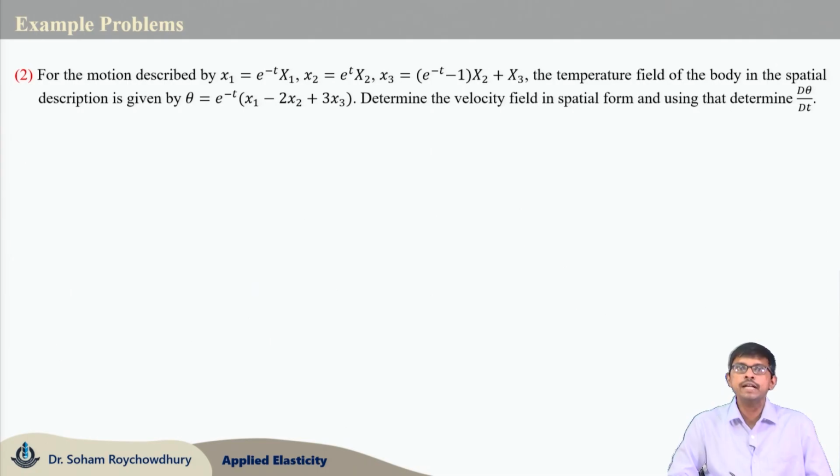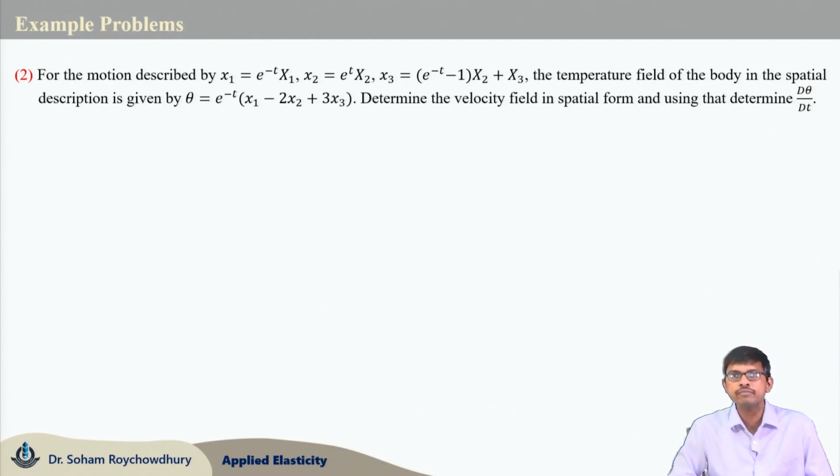Now coming to the second problem, where the motion is given as small x1 is equals to e to the power minus t capital X1, small x2 is e to the power t capital X2, small x3 is e to the power minus t minus 1 times capital X2 plus capital X3.